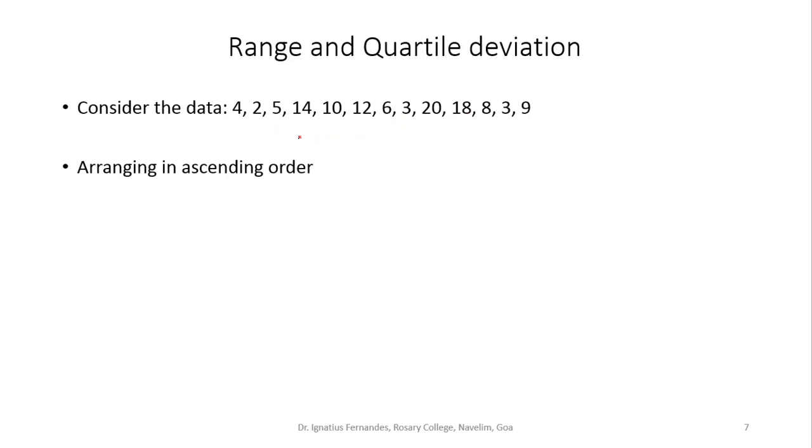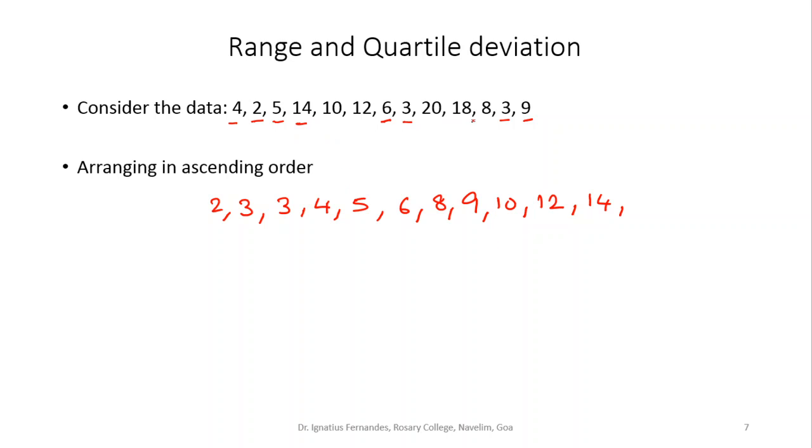So the least value here is 2, then I have 3, then I have 3 again, so 2, 3, 3, then the next value is 4, then I have 5, then I have 6, then I have 8, then I have 9, then I have 10, then I have 12, then I have 14, then I have 18, and then 20. So I put it into ascending order.